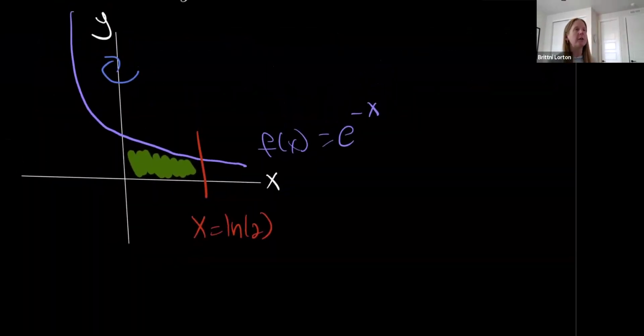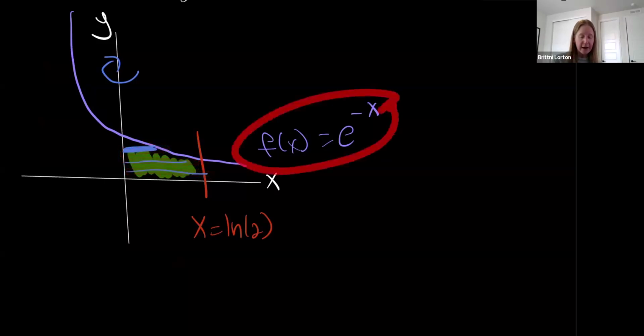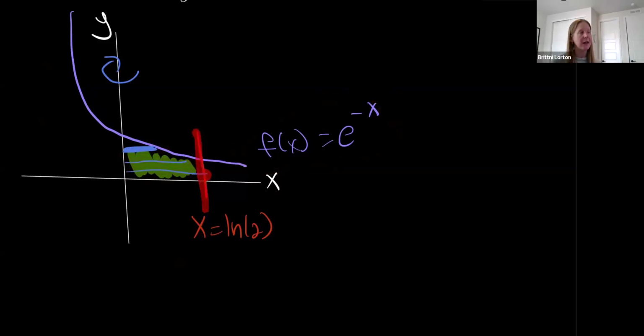Remember, when you're doing volumes of revolution, you get to pick the sliver, but the sliver chooses the method. So if I choose this, let's say horizontal sliver, which is the dy sliver, remember there are infinitely many slivers. The problem here is that some of them have the purple graph, which is the exponential, on top, and some of them have the red graph, which is the vertical line, on top. That's too many integrals. I don't want to do that. So I'm going to choose the other sliver.